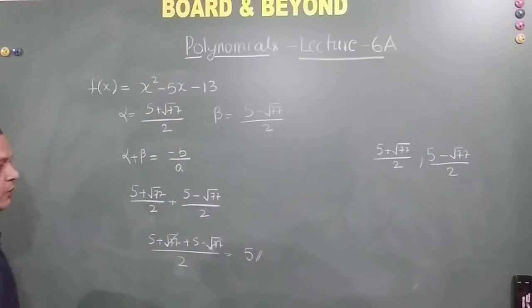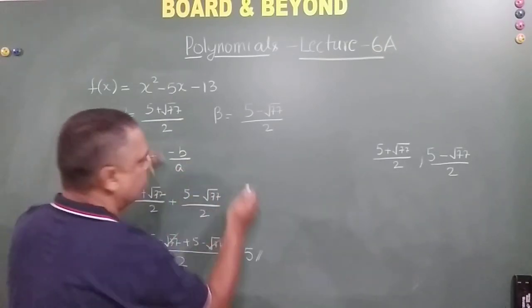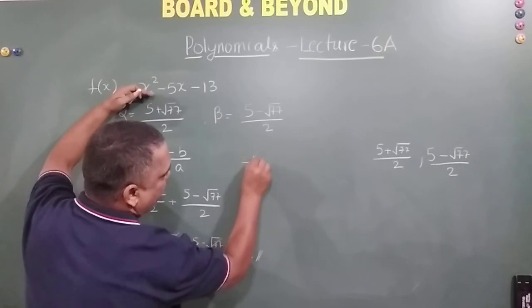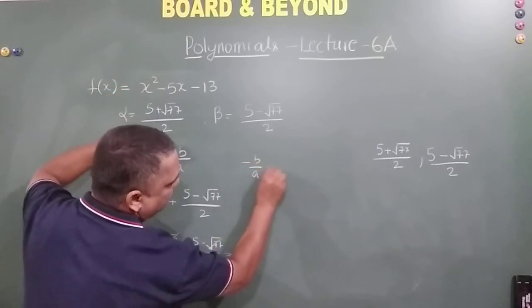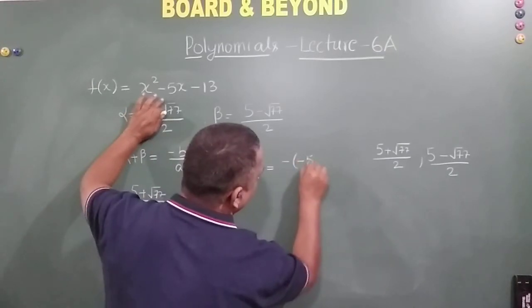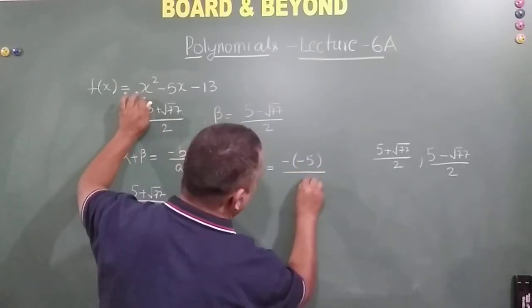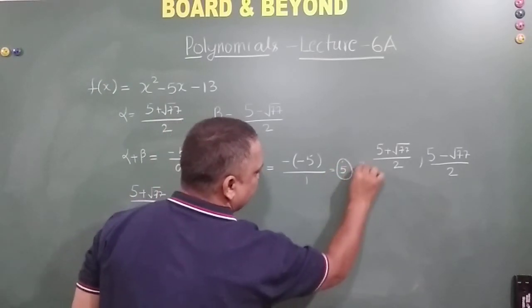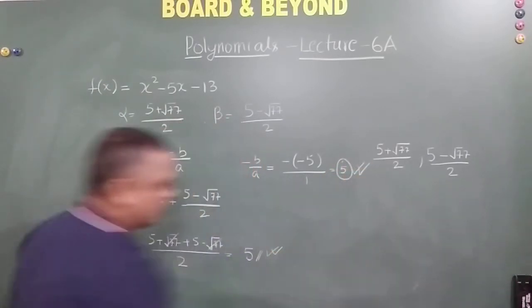Now coming on to the RHS, my friend. Please look on the original equation. Minus b by a is equal to how much? Minus of minus 5 divided by a, which is 1, is nothing but 5, right? Now you see, this and this are equal.